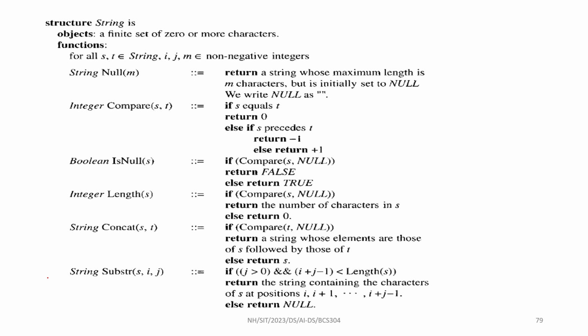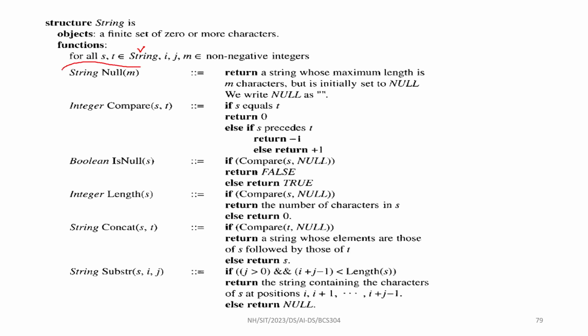What are the different string ADTs? ADT stands for abstract data types. Let S and T be strings. Wherever you see S and T here, that is of type string. I, J, and M are non-negative integers. That indicates either the length, the position, or the index. You cannot give an index as a floating point number. This is not with respect to any language, that is why it is called ADT.